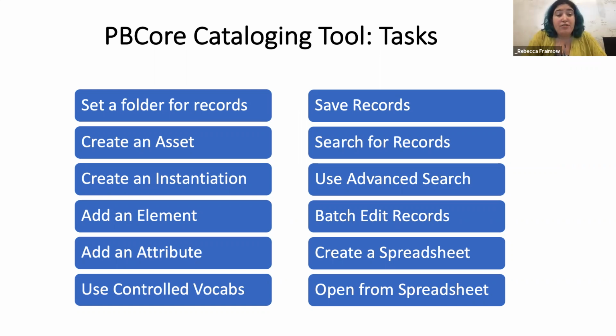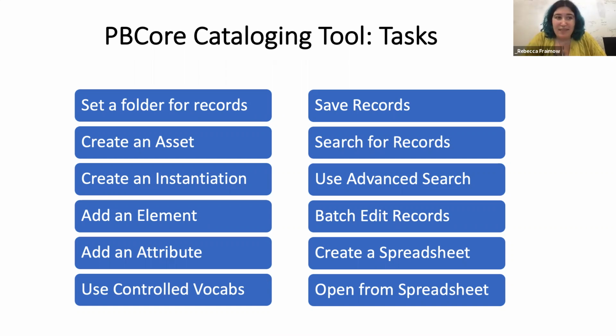We're going to walk through the use of controlled vocabularies and how the cataloging tool enables that, and how users can add or edit their own controlled vocabularies in addition to those that PBCore provides. We're going to save and search for records. We're going to use the cataloging tool's advanced search function. We're going to walk quickly through the batch edit feature. And we're going to touch on creating spreadsheets and opening from spreadsheets, because that is a feature that can be useful. And then we're going to pause for questions.